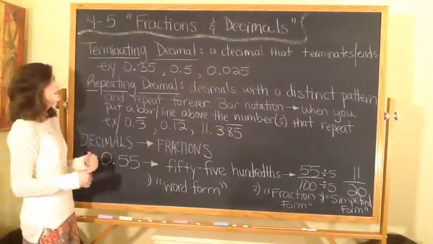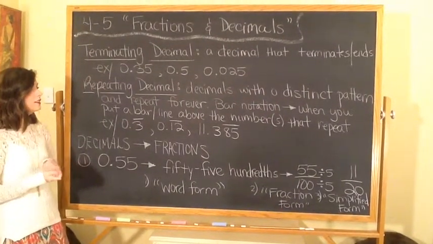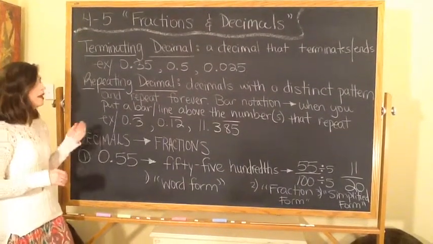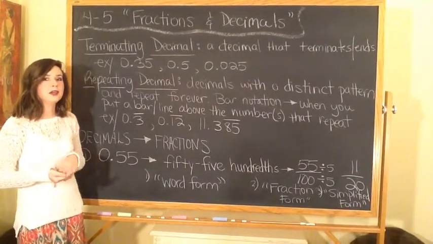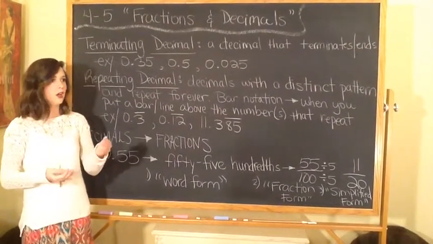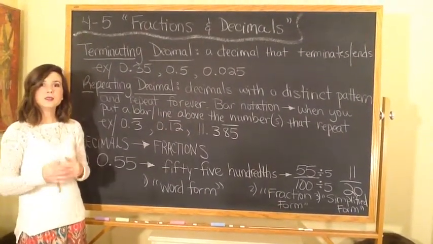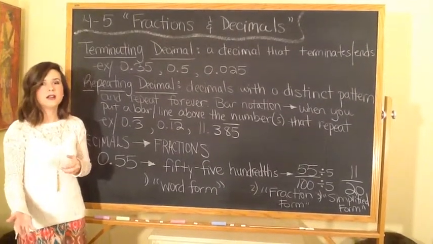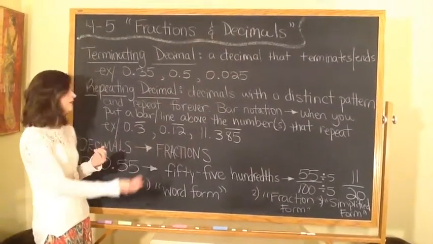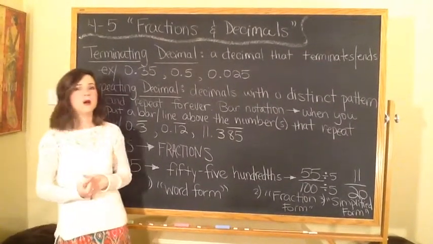On the other hand, a repeating decimal is a decimal with a distinct pattern, and they repeat forever. Now, in order to show that a number is repeating, we don't want to just write 0.3333333 and keep writing it forever. We have to have some sort of notation to show this is going on forever without actually showing that it's going on forever. So we use a bar notation to help us with that.